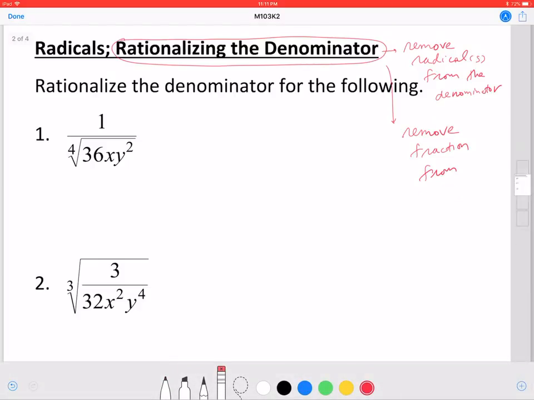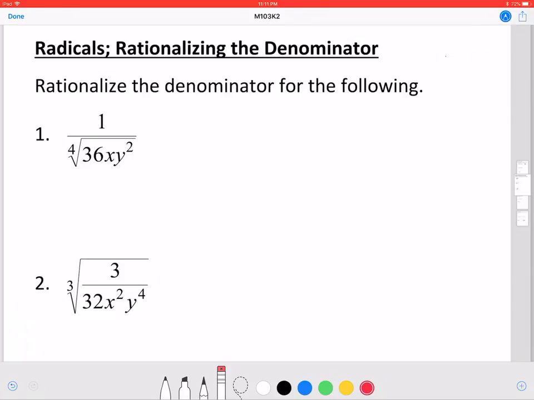All right, so that's the definition of what rationalizing the denominator is. Let me just erase this because I need space to work here. Okay, let's begin. Number one, what I need to do is make the denominator radicand, the 36xy squared, into a perfect fourth power, so that the fourth power and the fourth root here will cancel each other out. I'm going to slightly rewrite this problem: well, 36 I know is 6 squared. That's the only thing I did.